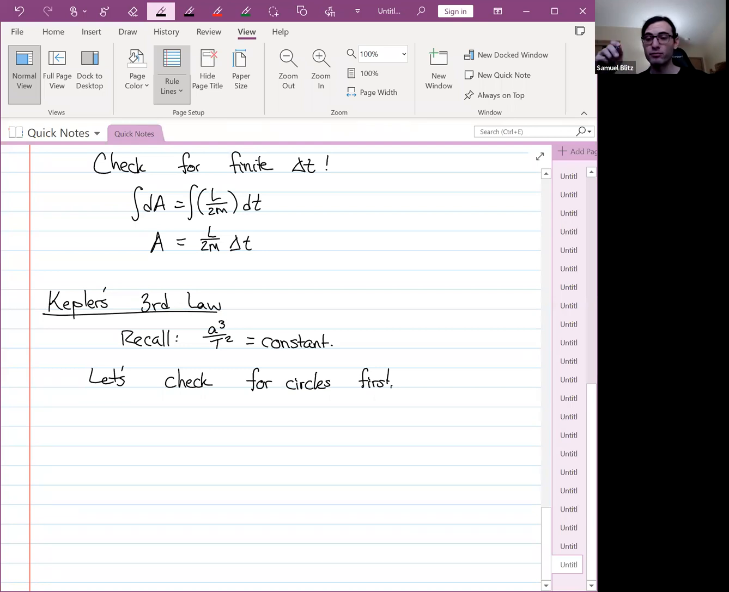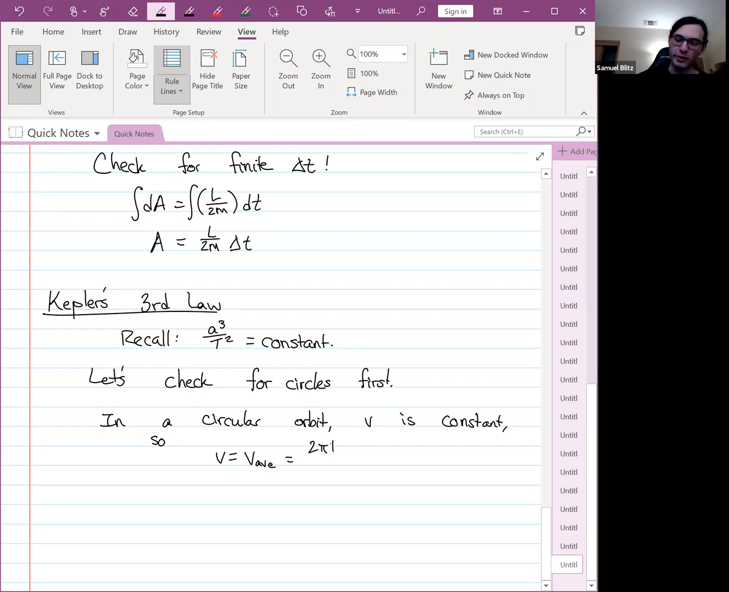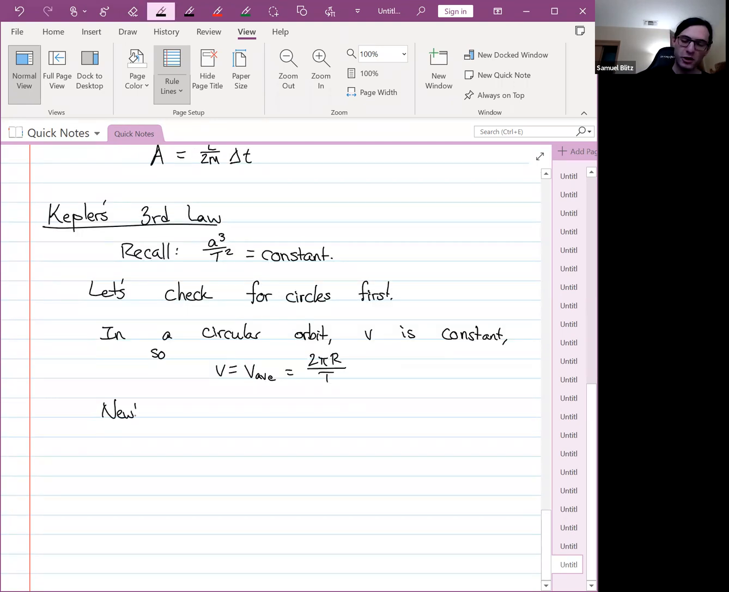So in a circular orbit, things are going around at a constant rate. And that has to be true from Kepler's second law, right? Kepler's second law tells us how the speed relates to the distance. So if the distance is always the same, the speed will always be the same. And so we can actually just find the speed in terms of the period by dividing the distance covered by the time. So this would be 2 pi r, where r is the radius of the circular orbit, divided by the period. Now Newton's second law gives us the following.